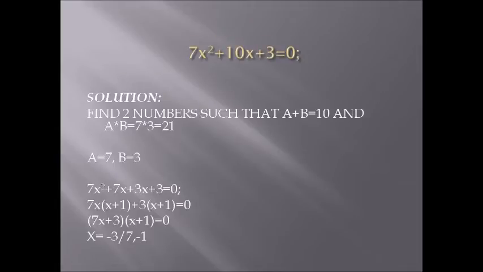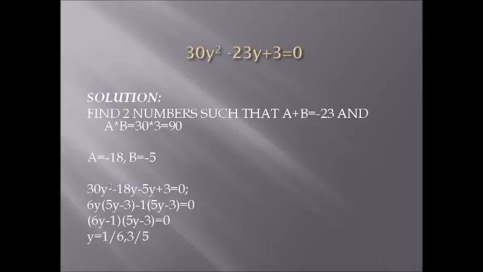So let's see another example. Here the coefficient of x is 10. So we have to find two numbers such that their sum is 10 and the product is 7 into 3, that is 21, and two such numbers are 7 and 3. So we split the middle term accordingly.